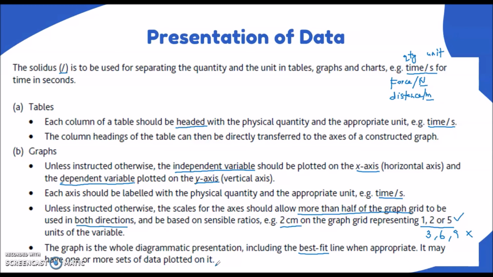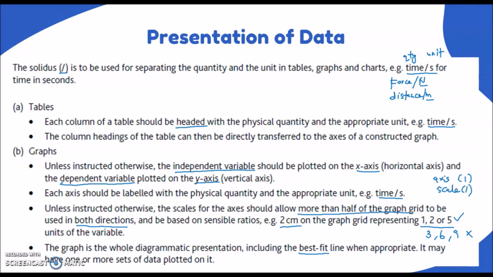So basically, for graph, we touch here on the axis. Correct axis with the correct labeling will give you 1 mark. For graph, normally it is 4 marks. So axis is 1 mark. And then here, we talk about scale. Scale is 1 mark.